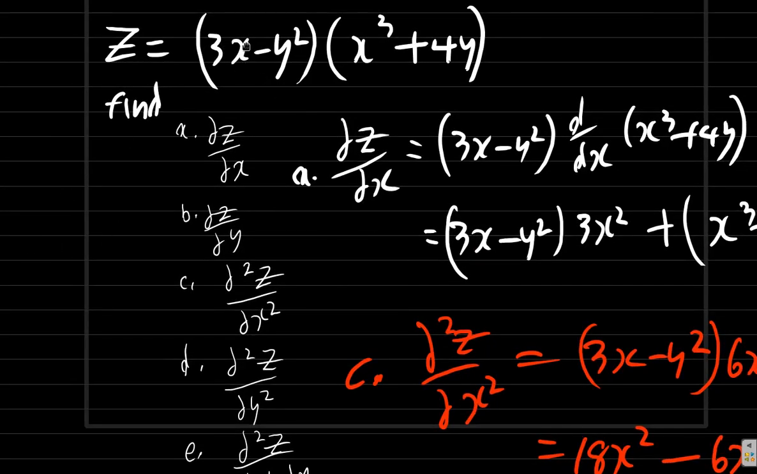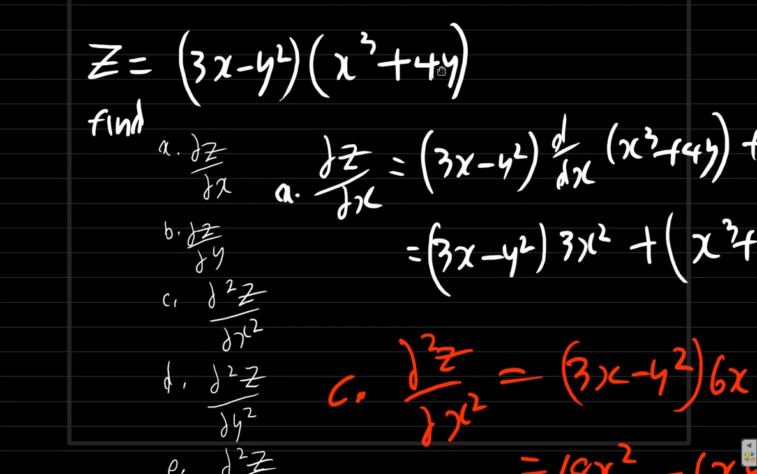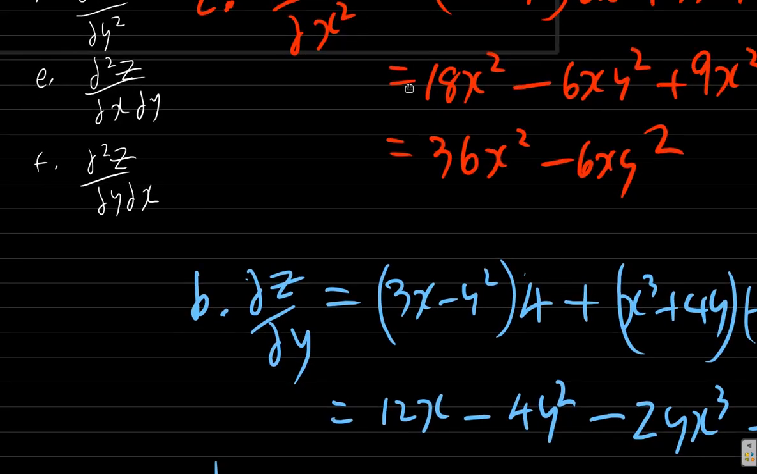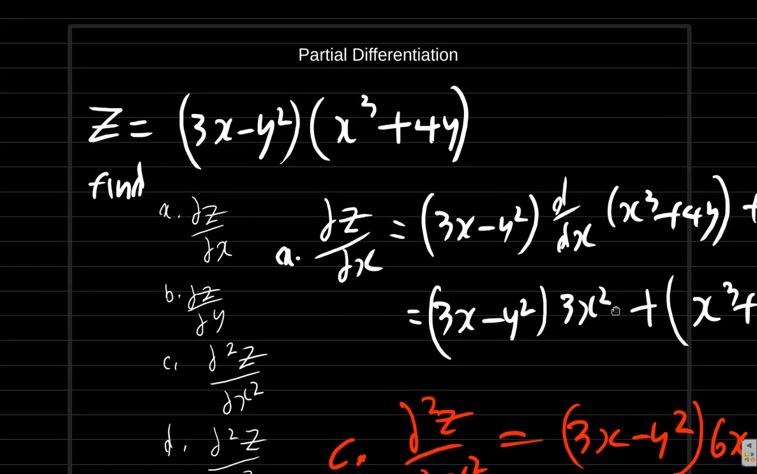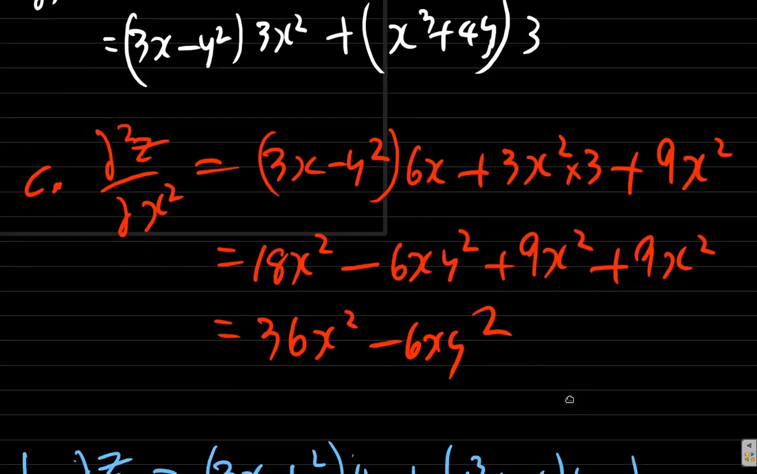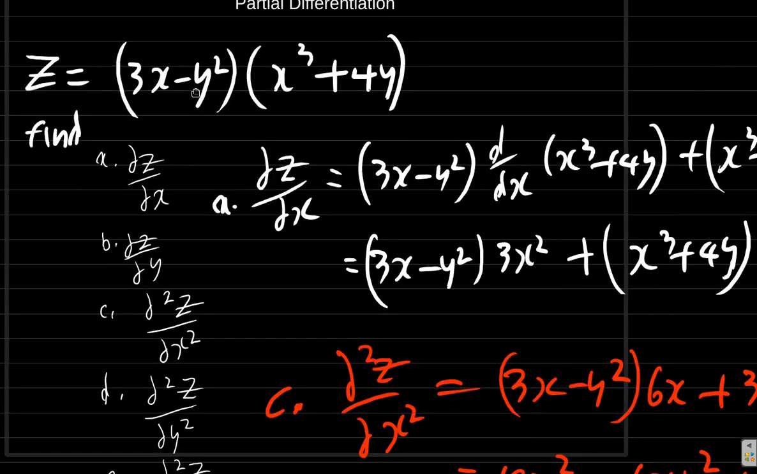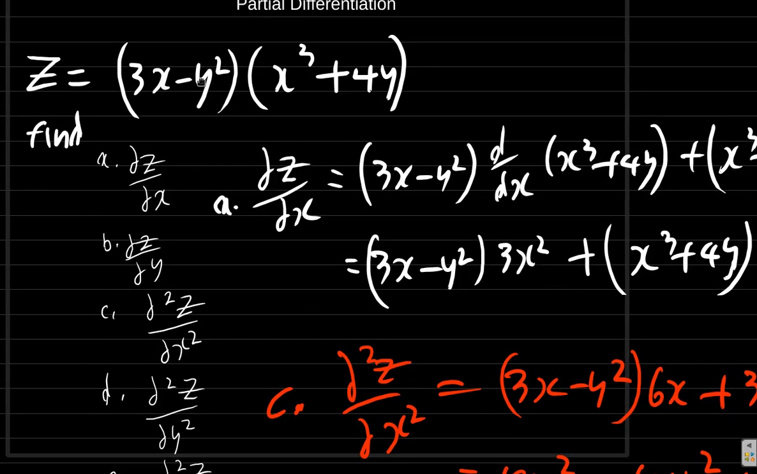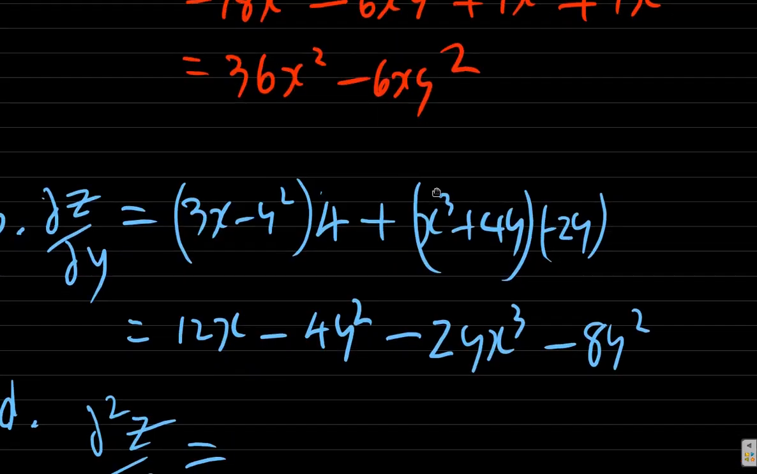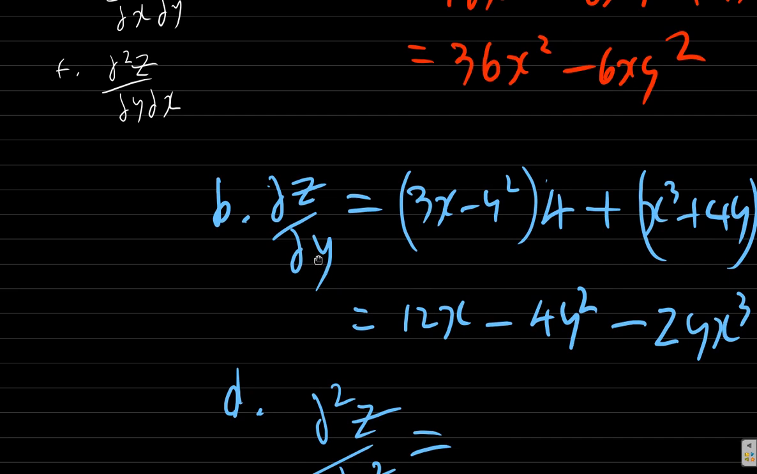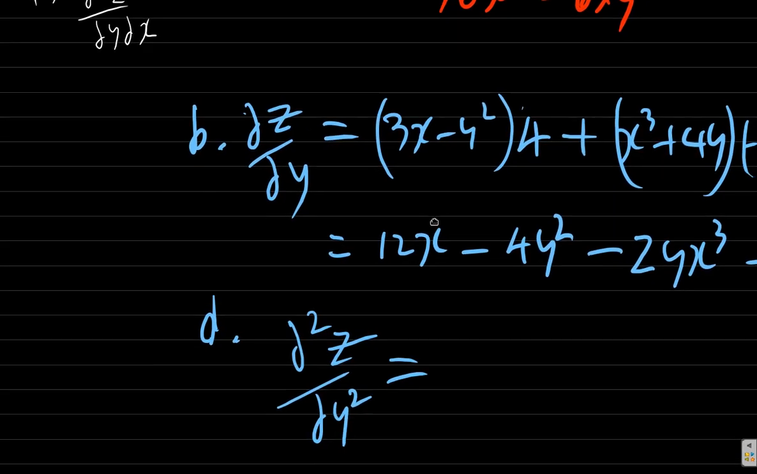you hold 3x minus y squared as it is, differentiate it with respect to y, and you have 4, right? Plus, you hold x cubed plus 4y as it is, times, you differentiate this part with respect to y, you get negative 2y. So this should have been delta z by delta y, not delta z by delta x. Alright, I just realized it.